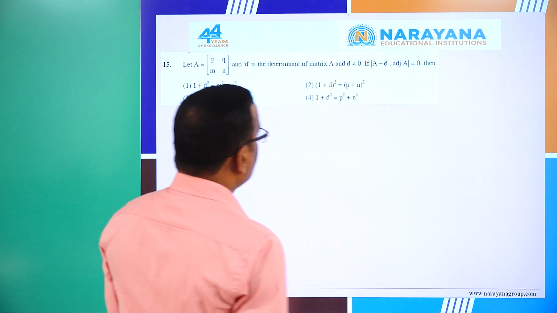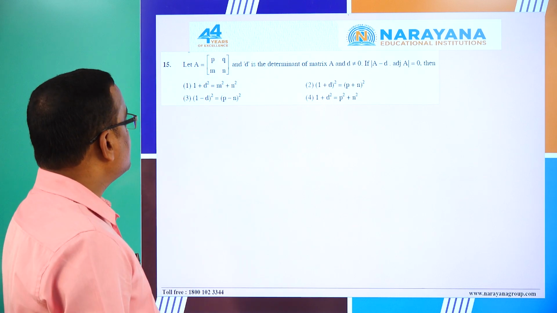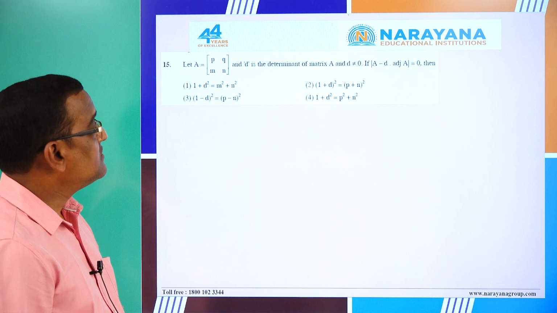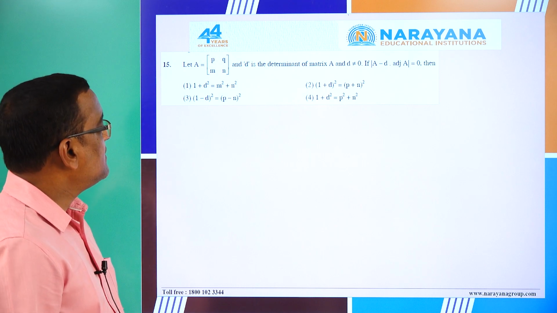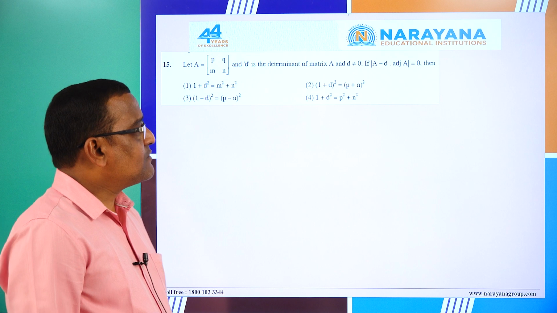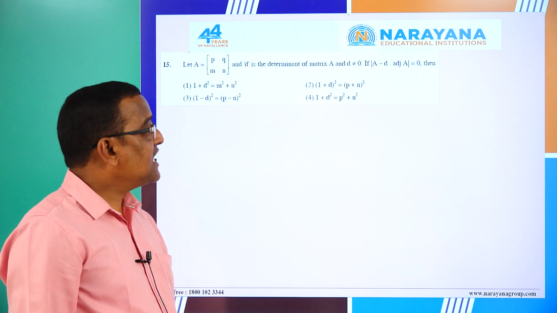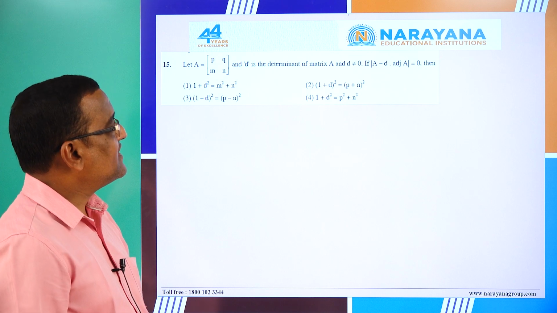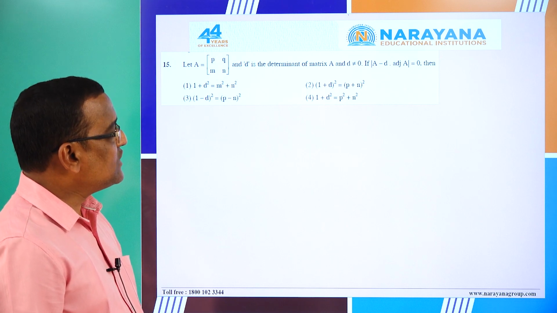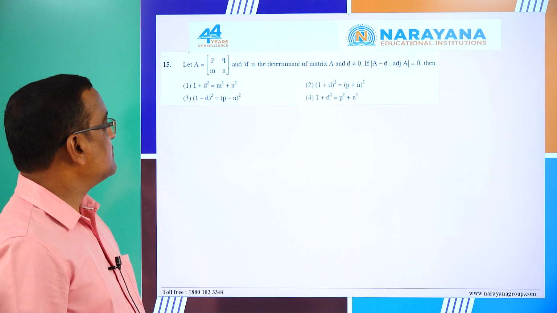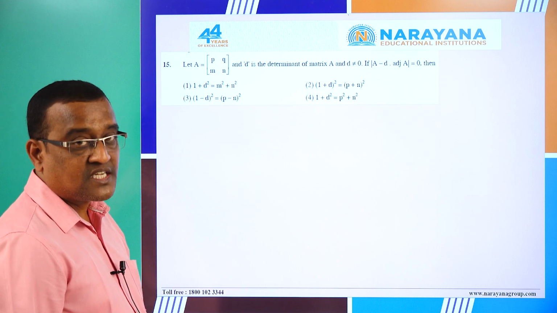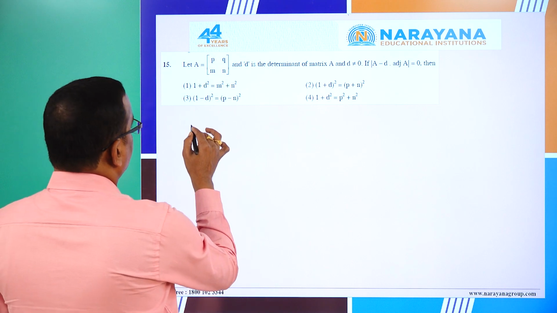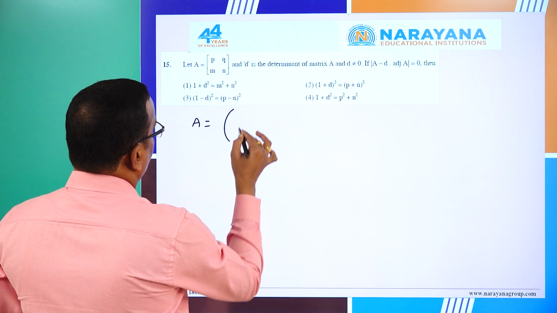So coming to the next one. A is equal to the 2 by 2 matrix given, first row p q, second row m n, and D is the determinant of the matrix A, and D not equal to 0. If det(A minus D into adjoint of A) is equal to 0, then which of the following options is correct here? Here A is p q m n, a 2 by 2 matrix.